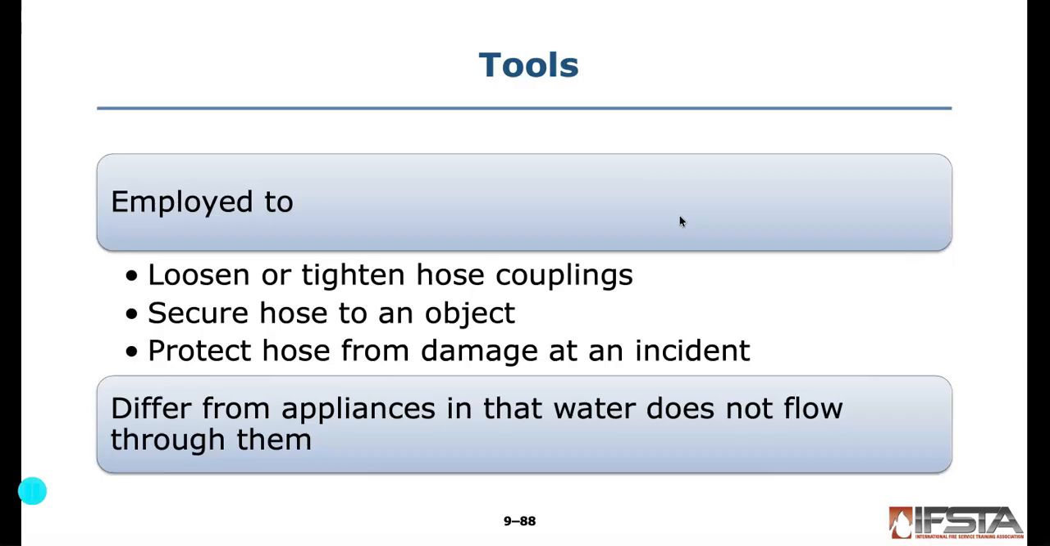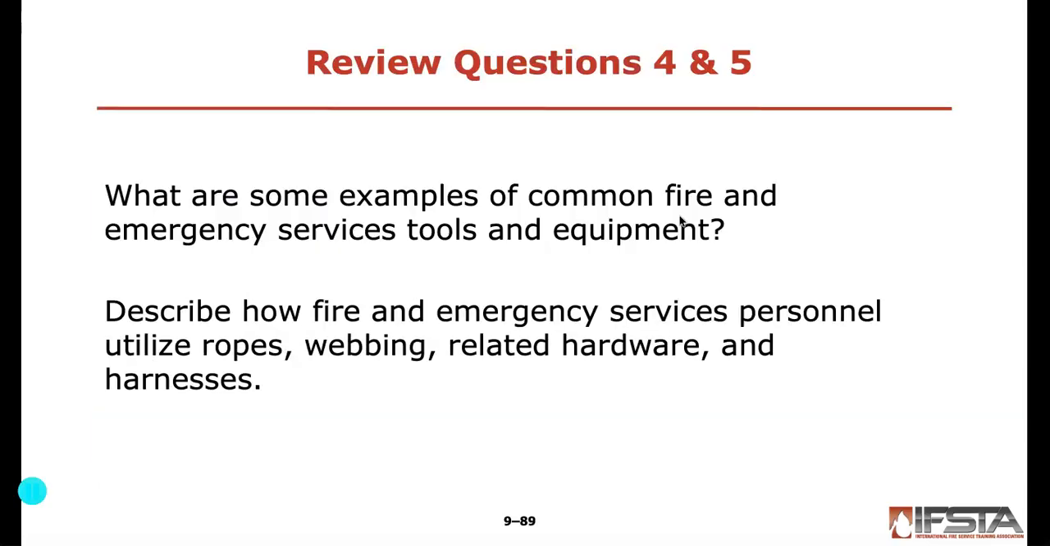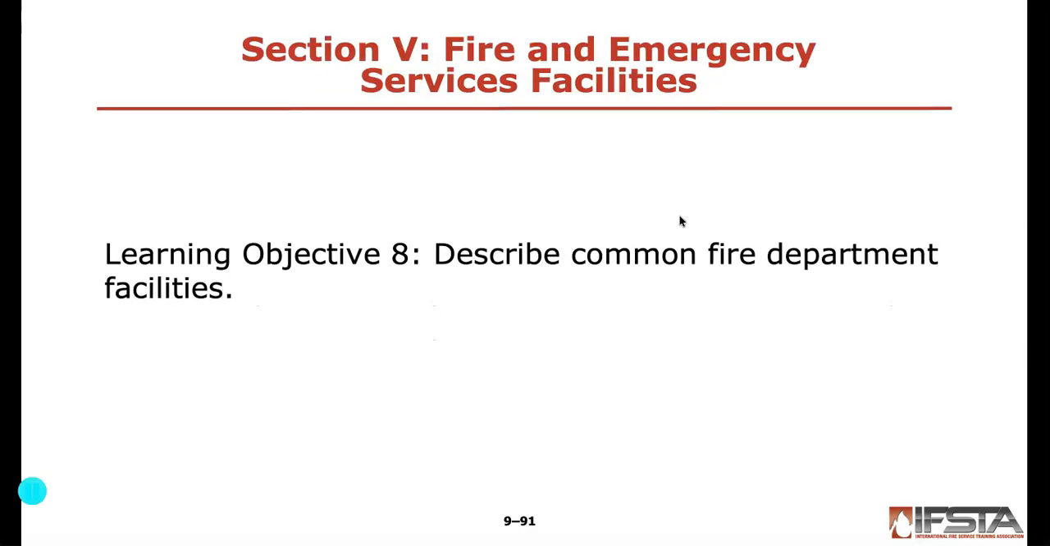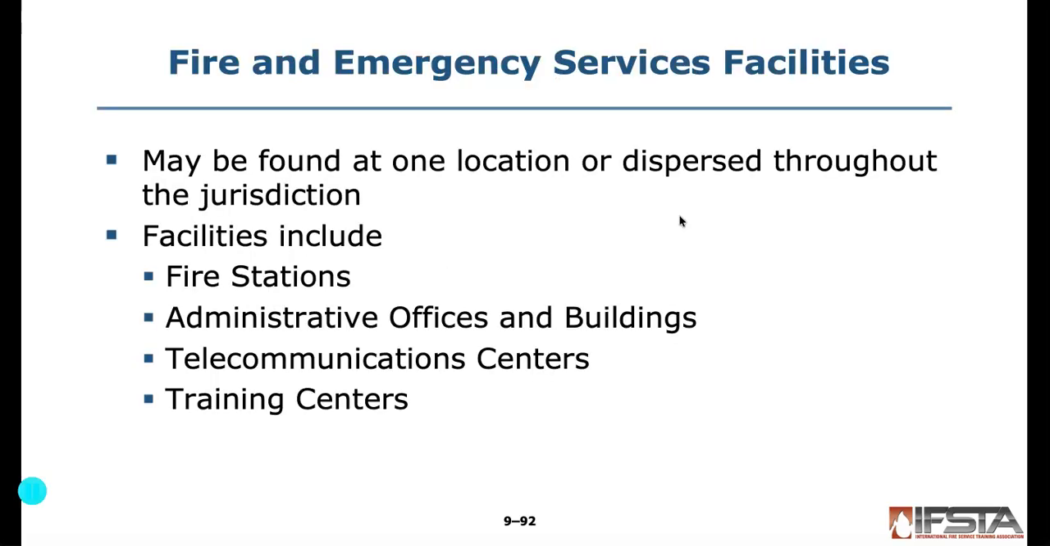So tools are employed to loosen or tighten hose couplings, secure hose to an object, or protect the hose from damage in an incident. These differ from appliances because water doesn't flow through a tool. Water flows through an appliance. All right. And then moving on to our last section, ground ladders. Actually, I think we have a couple more sections, but we have ground ladders coming up next. And then, moving into fire department facilities, which is going to be our last section here.